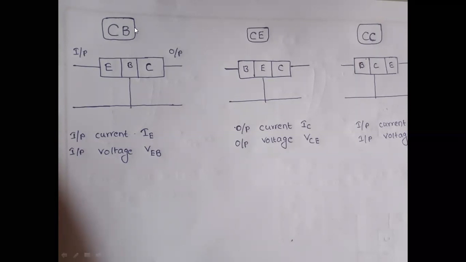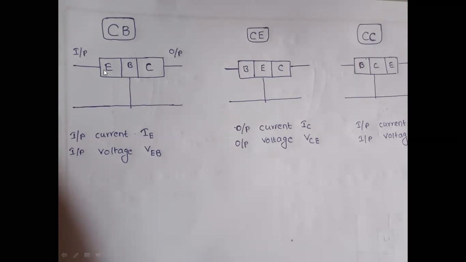This is common base, common emitter, common collector. Simply, I can consider that in common base, the common terminal is kept in the middle. This is base, kept in the middle. Here emitter, kept in the middle. Here collector, kept in the middle. Clear? If base is kept in the middle, then emitter will come on the input side, collector on the output side.